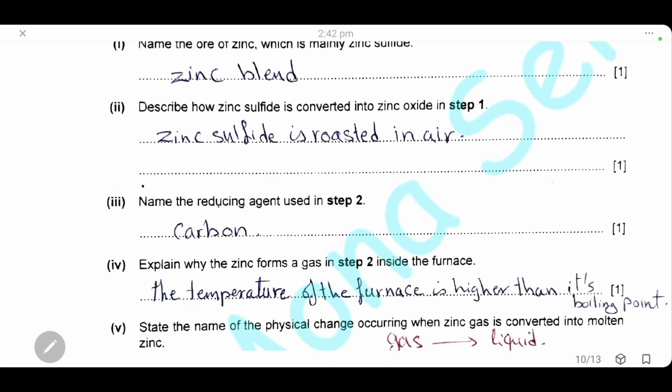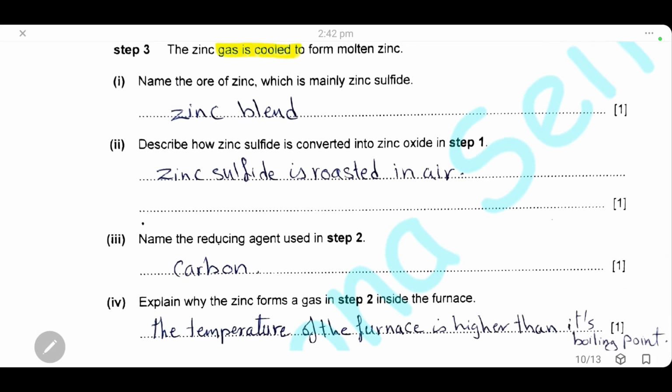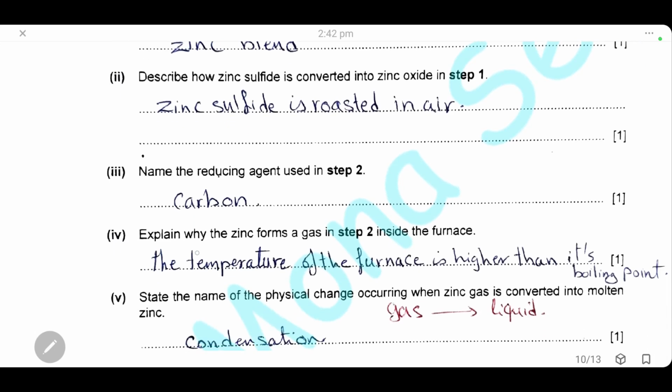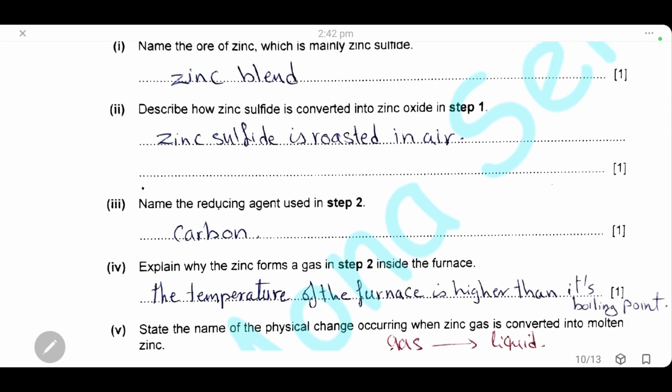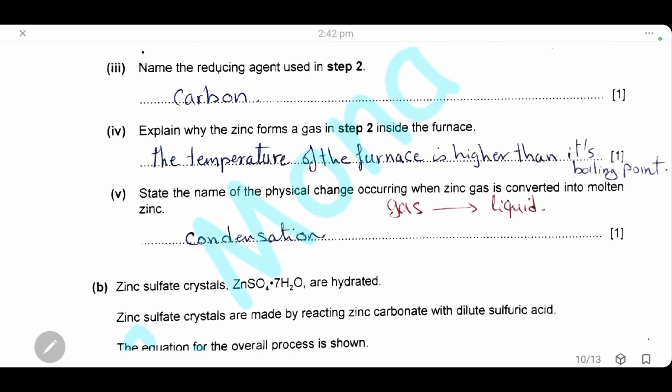Name the reducing agent in step 2. To reduce zinc oxide into zinc, we are using carbon. Explain why zinc forms a gas in step 2 inside the furnace. Inside the furnace, the temperature is very high, above the boiling point of zinc. That's why the zinc is produced in gas form. State the name of the physical change when zinc gas is converted into molten zinc. Gas converted into molten means a liquid. From gas to liquid, the physical change is called condensation.